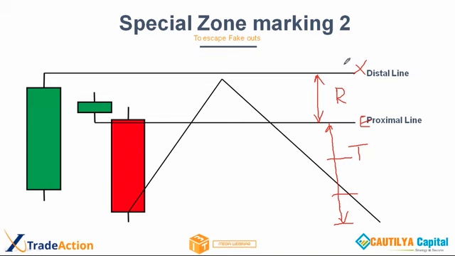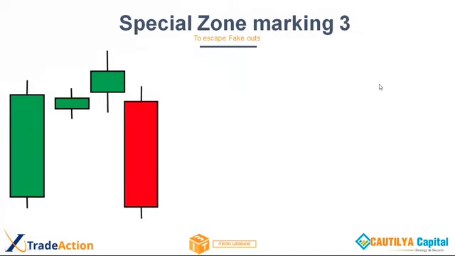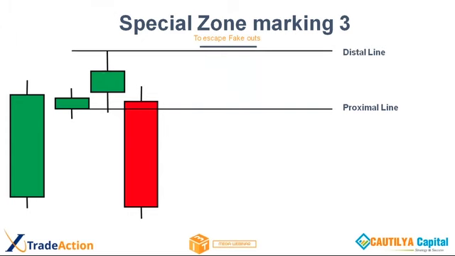Okay. Distal lines are not fractals. It depends on the journey. I do not understand that question properly. Now this is a special zone 3. Take this one. Okay, this is my proximal line. I have taken the base of the first candle, and my distal line should be the top. Why the top? Because that is a point where price reversed. When price gets in, it comes out.